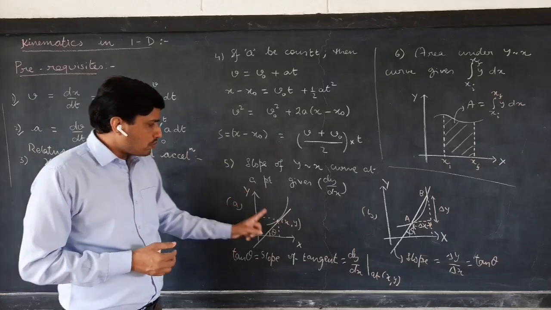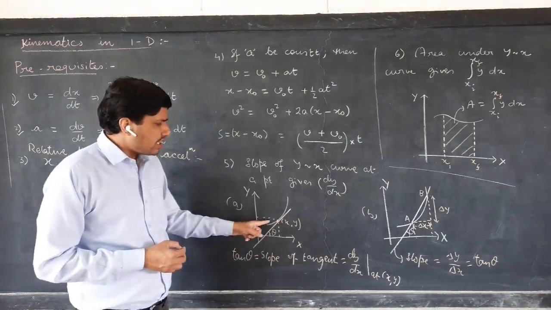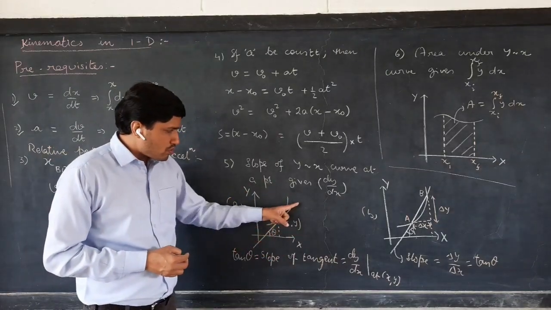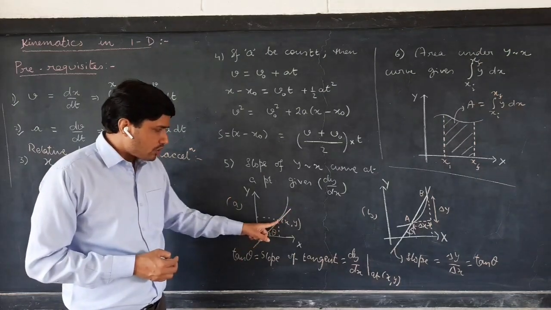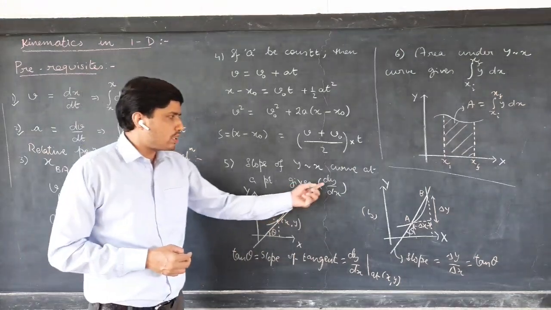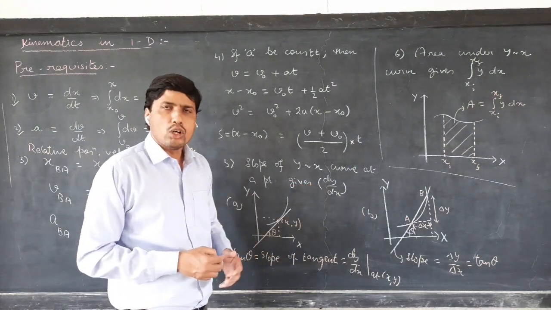If we have a graph between y and x, any kind of graph, then at any point if you draw a tangent, the slope of that tangent at this point gives the value of dy by dx. This is the geometrical meaning of the derivative.